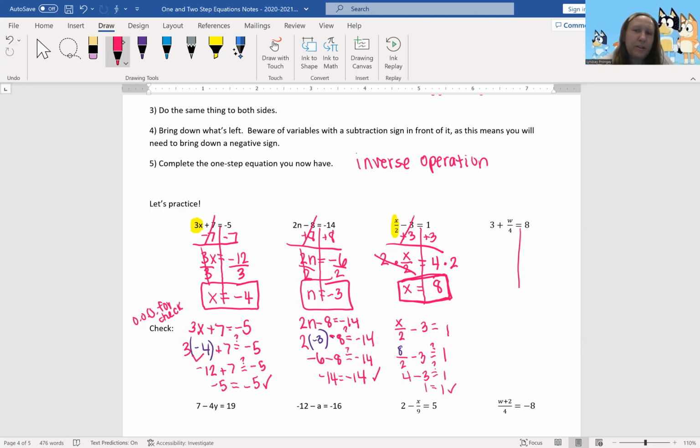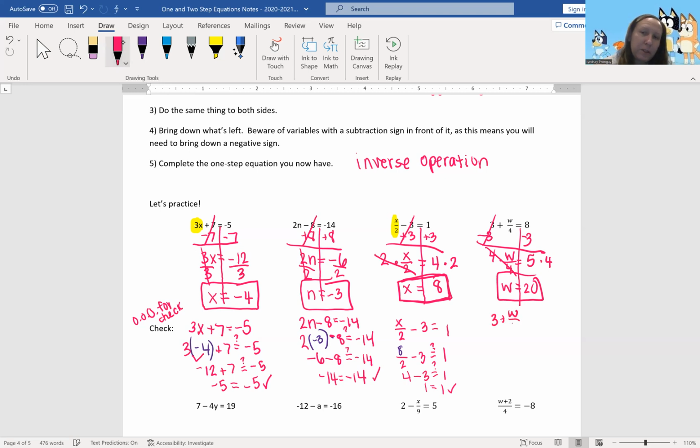And on this one, draw my wall. The 3 is what we need to get rid of first. So to make that 0, we are going to subtract. So I can cross it off because it's 0. We get w over 4 equals 5. And now I'm going to multiply both sides by 4. And w should equal 20.